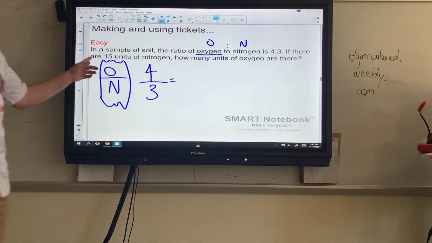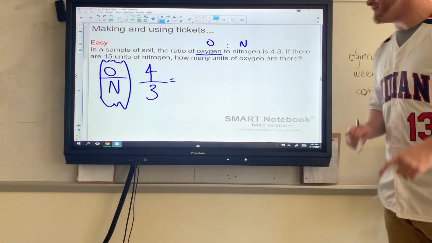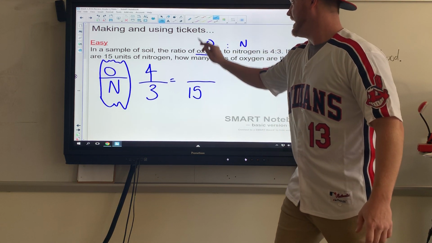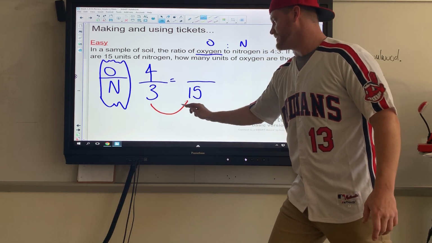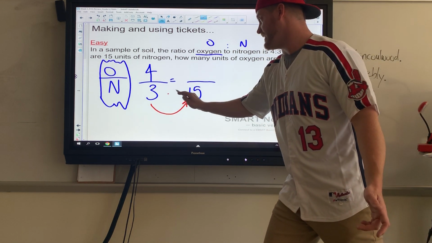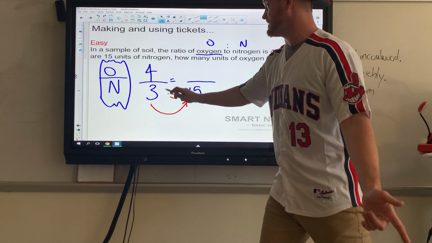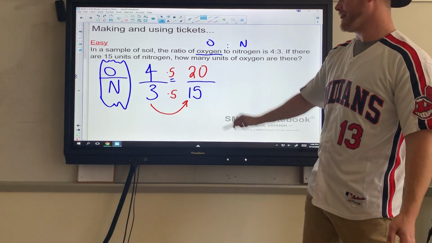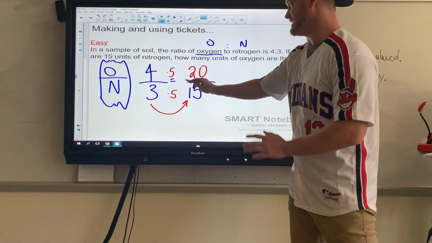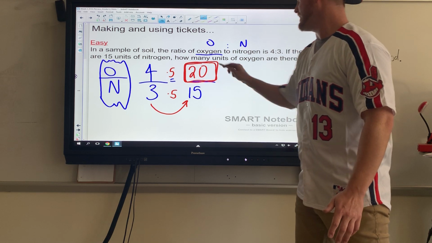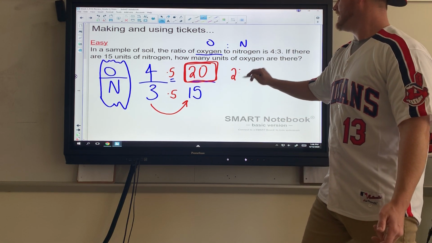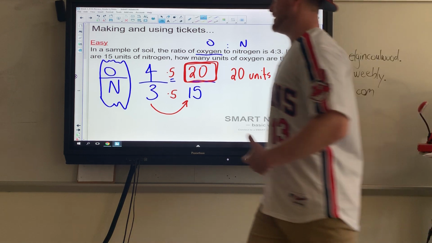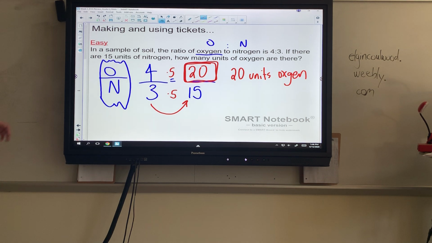When I'm reading it, it says there are 15 units of nitrogen. Well, nitrogen is the denominator, so I gotta put 15 on bottom. And now for the easy part, we just gotta figure out how many times 3 goes into 15. Well, 3 goes into 15 5 times, so what I do to the top, I do to the bottom. So 4 times 5 is 20. Now it's important to remember, the answer is not 20 over 15. It's saying if there were 15 nitrogens, that means there would be this many oxygen, so there is 20 units of oxygen.